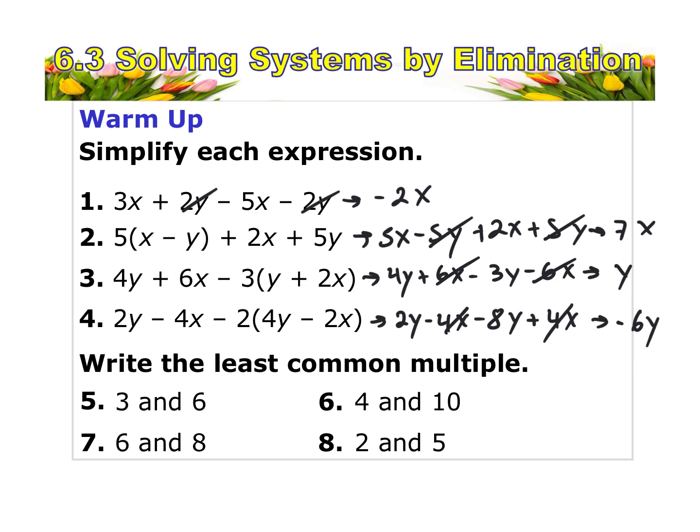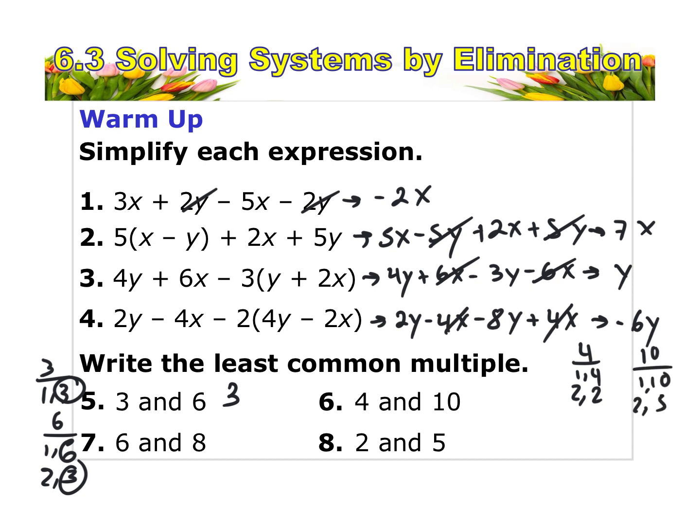All right, for 5, 6, 7, and 8, we're going to take the least common multiple. The way you do it is, for example, number 5, the multiples of 3 are 1 and 3, and the multiples of 6 are 1 and 6, 2 and 3. Now, the smallest number that matches for both of these is 3, so we know that's going to be 3. When we do it for 6, the multiples of 4 are 1 and 4, 2 and 2, and the multiples of 10 are 1 and 10, 2 and 5. The smallest number here is 2.